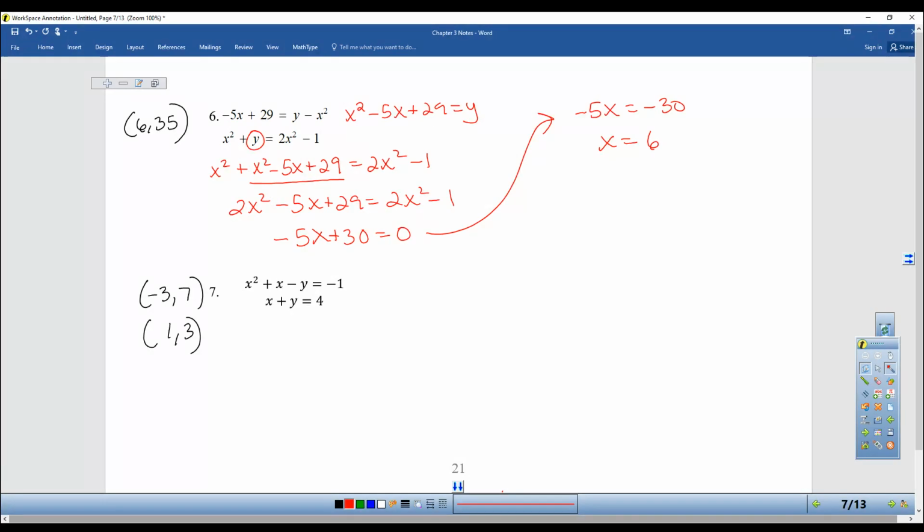My y value is right there. Y is going to be x squared, 36, minus 5 times 6, plus 29. So 36 minus 30 is 6, and 6 plus 29 is 35. Remember to write your answer as an ordered pair, (6, 35).